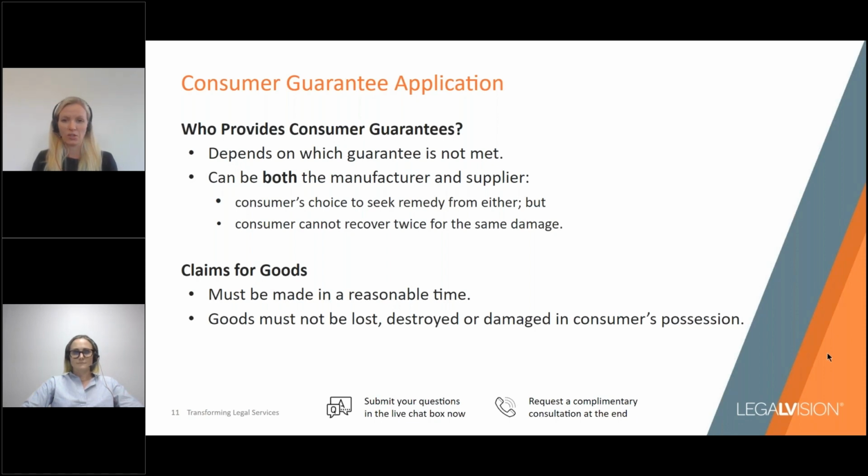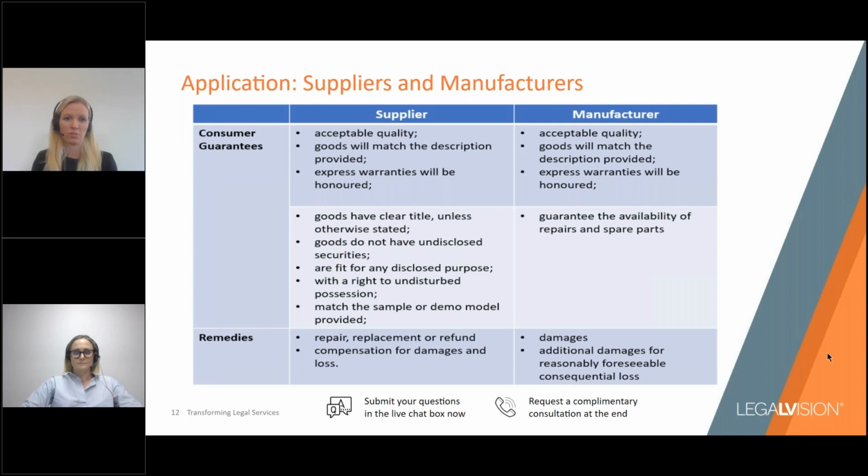On the next slide, you will see in more detail the consumer guarantees, their remedies, and which ones apply in respect of the supplier and the manufacturer. Ellie will now touch on how you should deal with a failure to meet consumer guarantees.